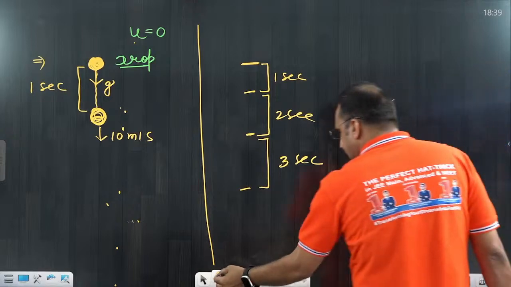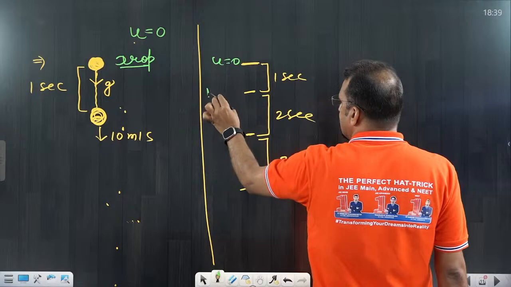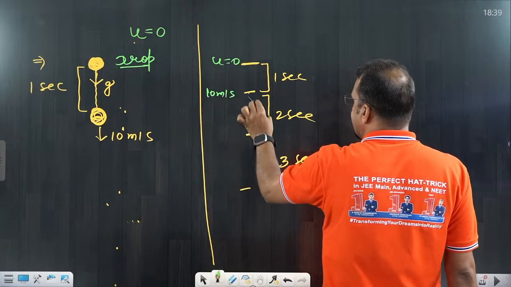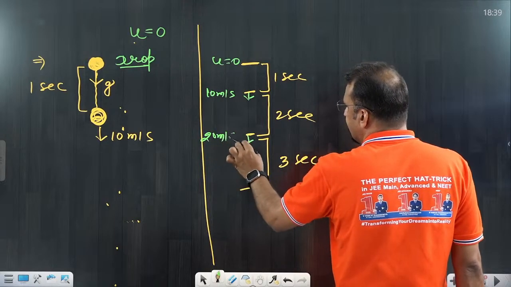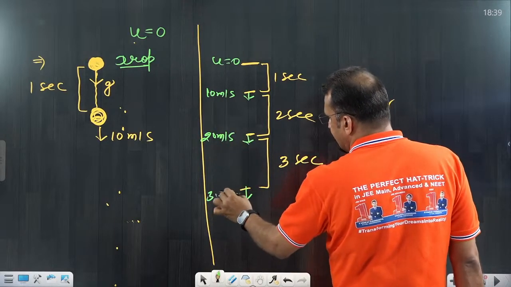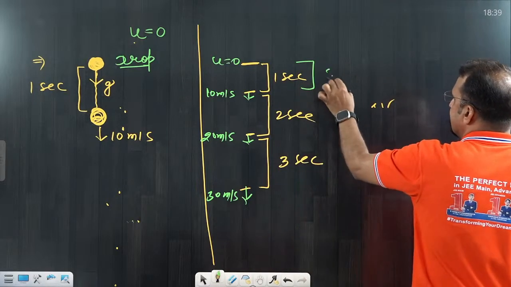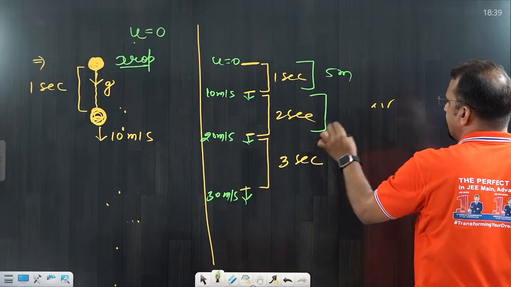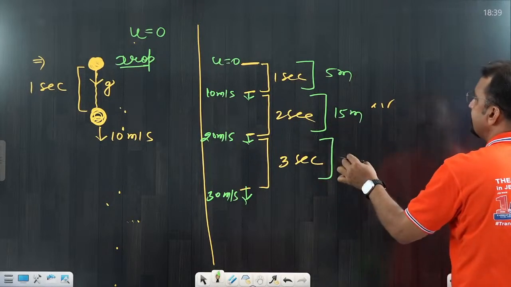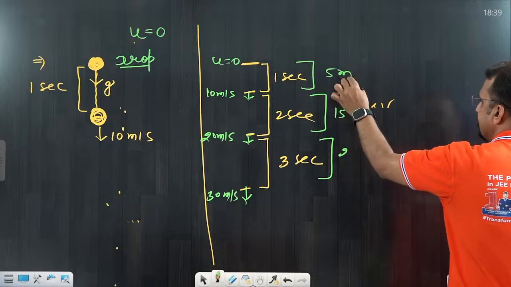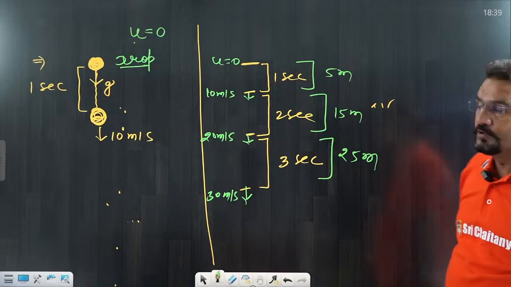Okay, you know that if initial velocity is 0, this is u equal to 0. What is velocity at this point? 10 meter per second after 1 second. What is velocity at this point? 20 meter per second. What is velocity at this point? 30 meter per second. Distance, you already know that. In first second, how much distance? 5 meter. In 2 seconds, how much distance? 15 meter. In 3 seconds, how much distance? Yes, that is 1:3:5, in the sense 25 meter. Are you getting it or not?